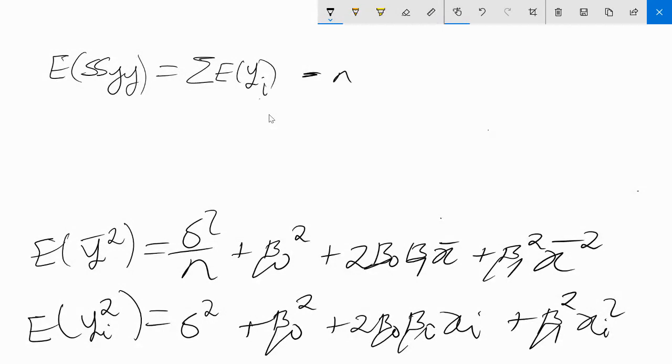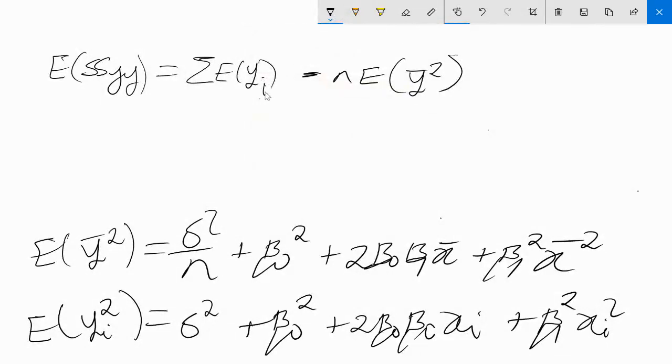Where did n go? Come again. The last step. Where did n go there? Because it was sigma squared over n. What happened to n? Which n? Look at the step above. The step above is sigma squared over n. So the one below is sigma squared. No, what happened to that n? These two are not the same.